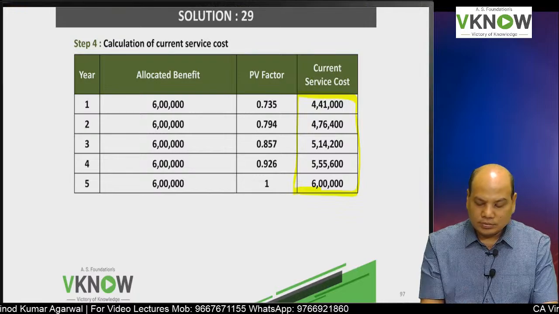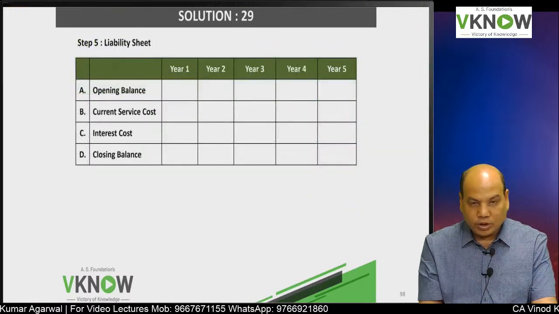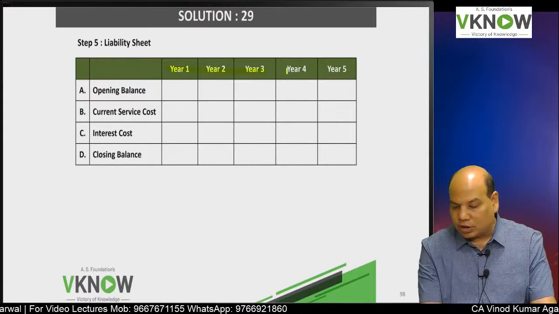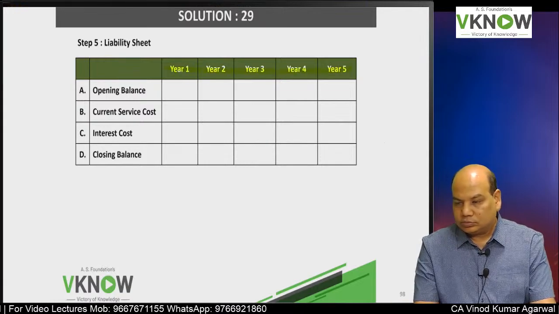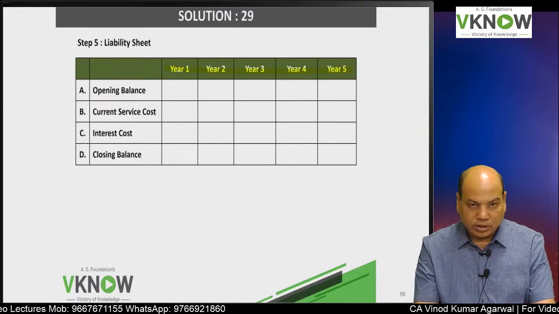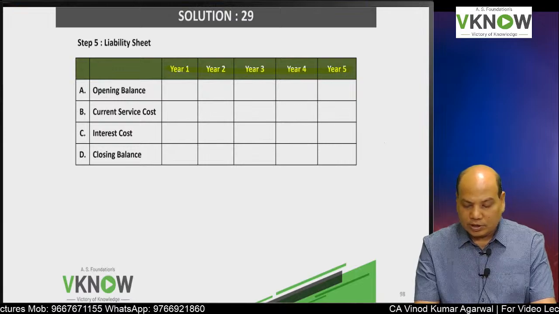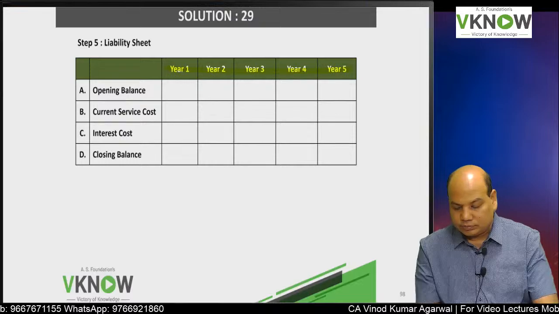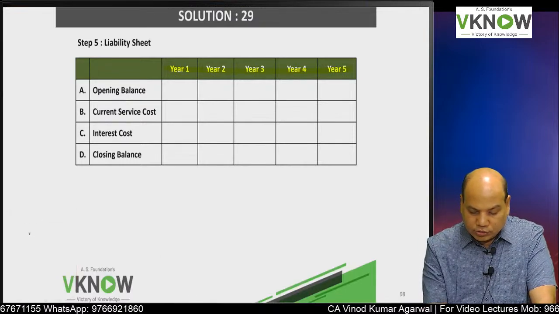For that, we are going to prepare one liability sheet. So come to the liability sheet. We have 5 years. I am keeping the same format to avoid any confusion. Opening balance of the liability. You can mention there opening balance of liability. Current service cost.